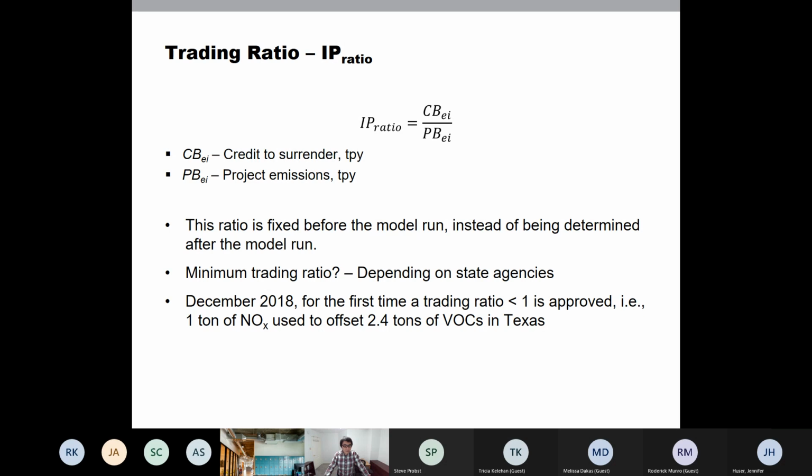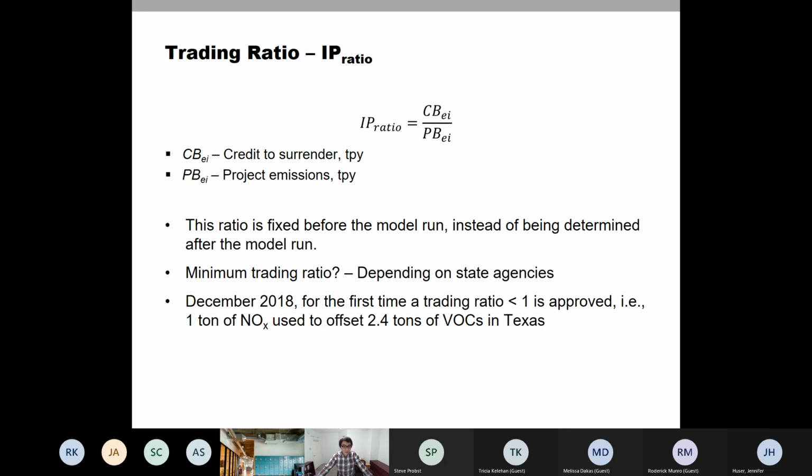And in December 2018, for the first time, a trading ratio of less than 1 was approved by the TCEQ and EPA. That is, the actual project was 1 ton of NOx used to offset 2.4 tons of VOC.